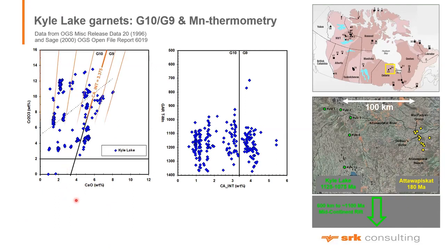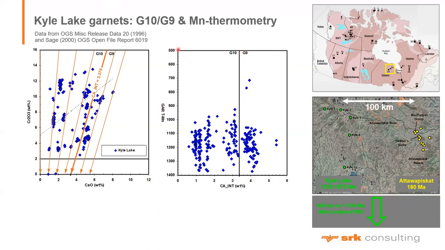To do so, I'm going to introduce a little projection. There's the G10, G9 divide. It has a calcium number down here of 3.375. You can project things down chrome to values from 0 to 3.375, and you will be in the G10 field. And above 3.375, upwards to about 6, you will be in the G9 field. So that's what this projection is about. From 0 to 3.375 is in the G10 field. From 3.375 to about 6 is in the G9 field.